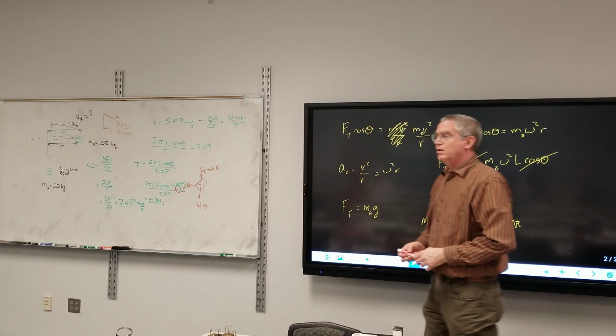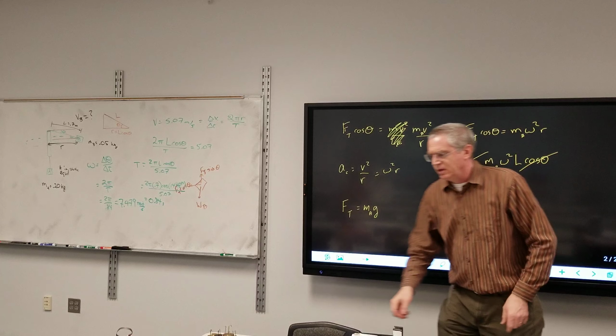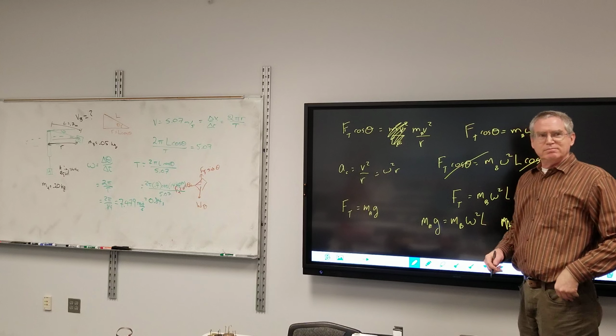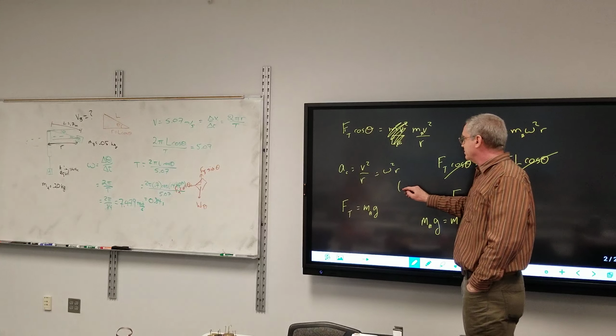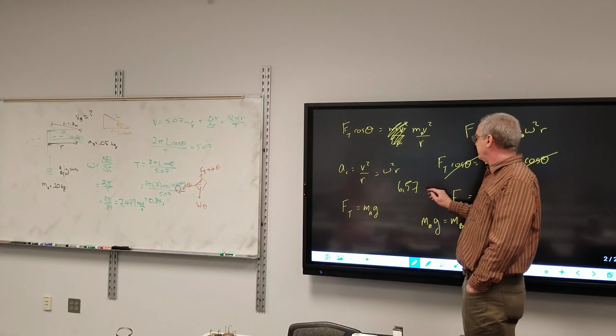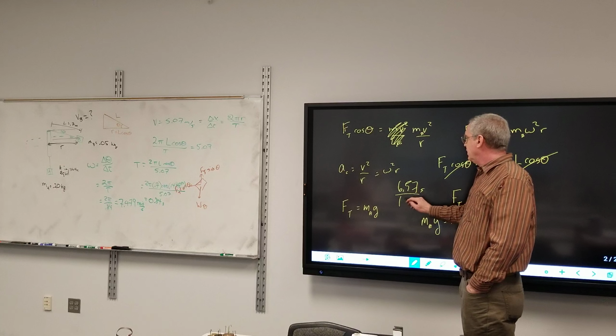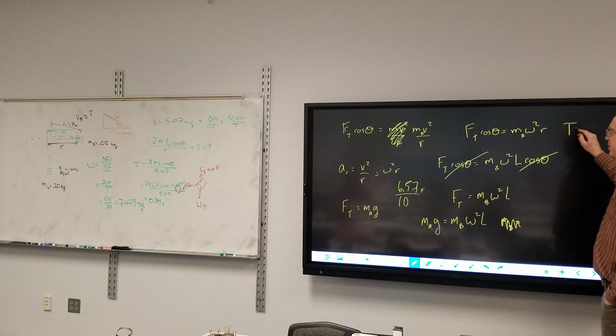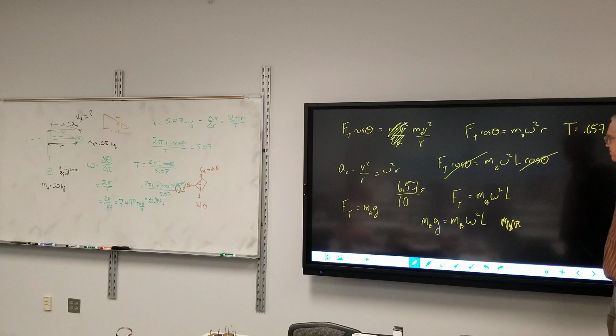6.57. What did you get? Yeah, I got something close to that. So somewhere around 6.57. Anyone else? All right, that was for 10 swings. So divide by 10, and the experimental period is 0.657 seconds.